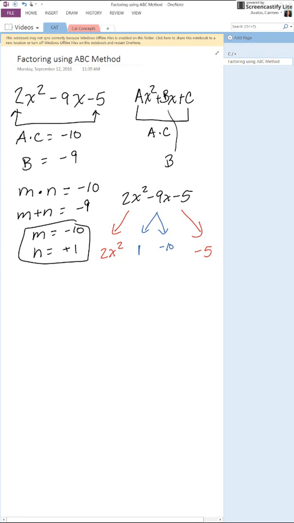Now, these two blue terms have to add up to negative 9x. So what this is missing is an x here and an x there. And of course, this is a positive 1, so we're going to be adding. That stays as a minus, and that is a minus. So that's where we use the m and n. Now we're done with this, we don't need that anymore, and we continue with the factoring.